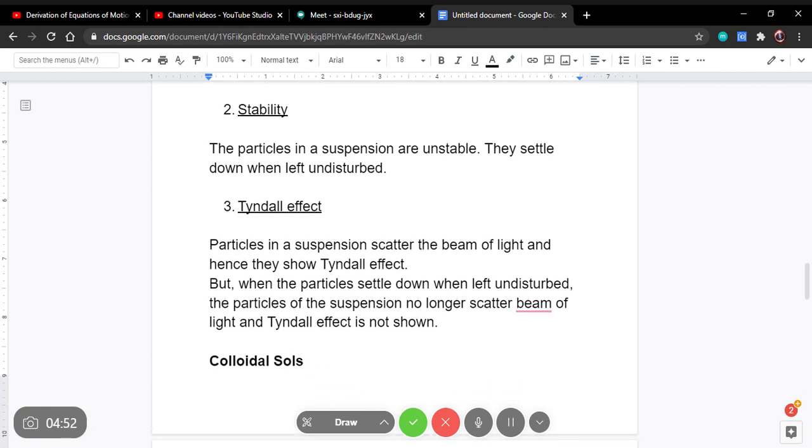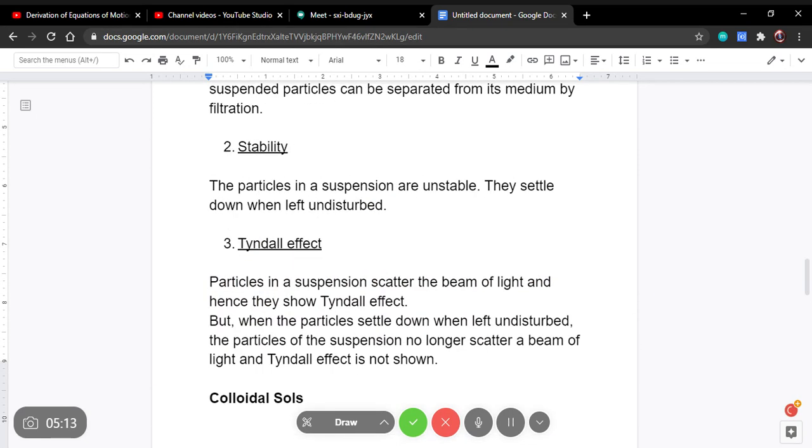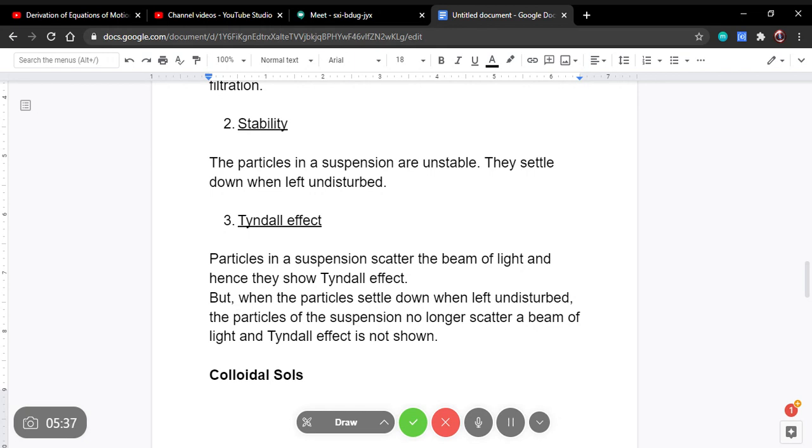Particles in a suspension scatter the beam of light and hence they show the Tyndall effect. But as they are unstable, the particles settle down when left undisturbed, and then they no longer scatter a beam of light. When the big particles block the beam of light, they show the Tyndall effect because the light becomes visible. But when the particles are too small to block the light, they do not show the Tyndall effect.